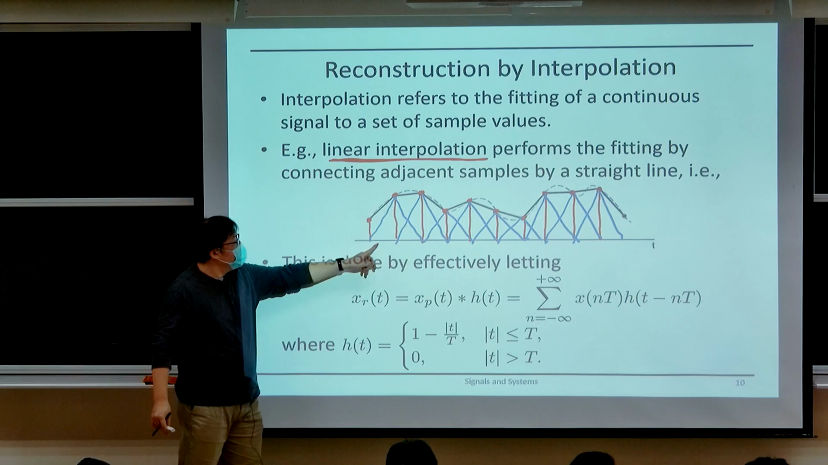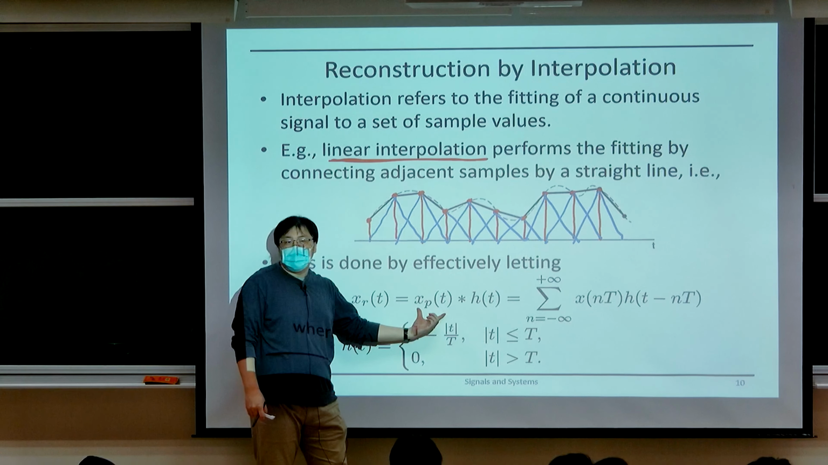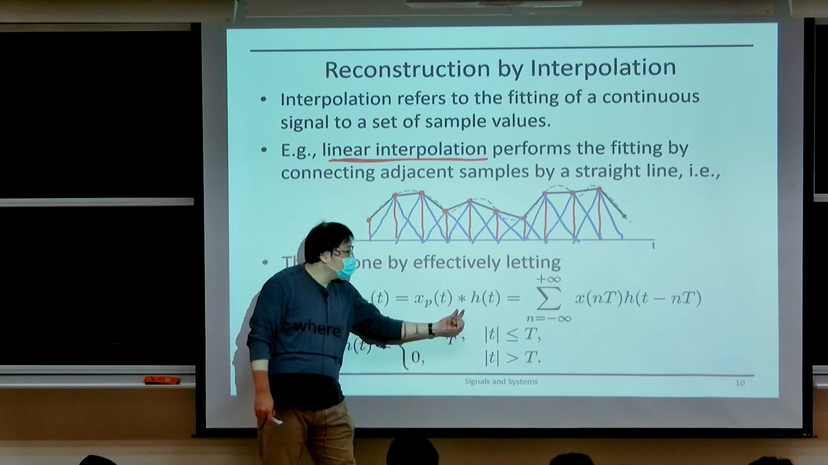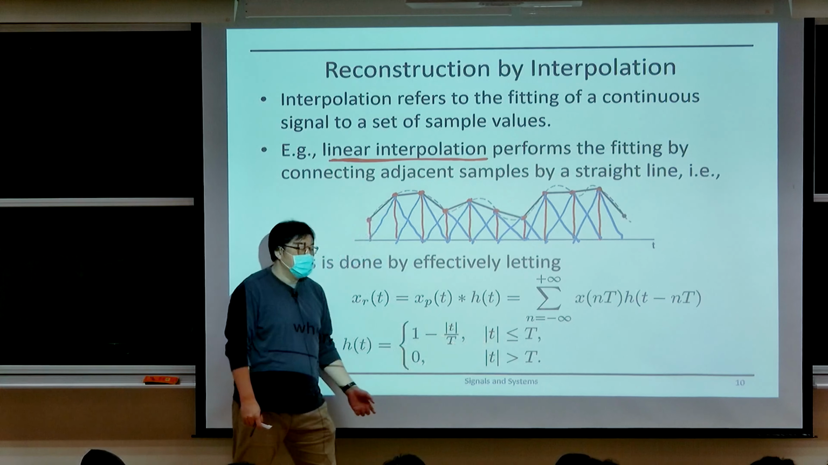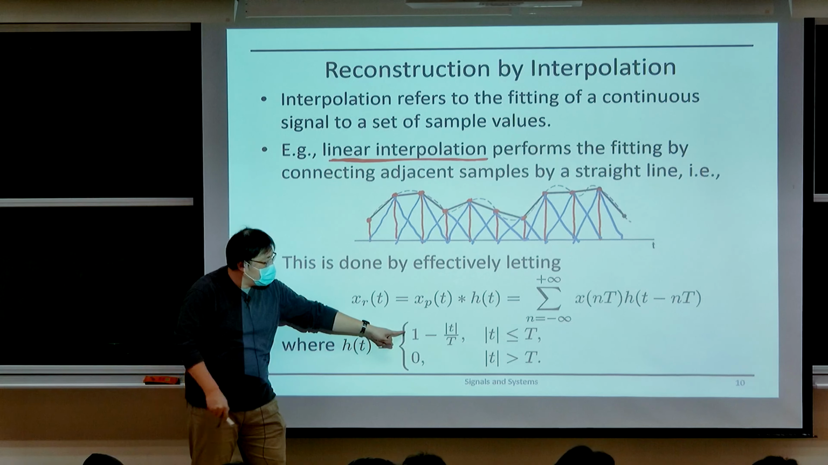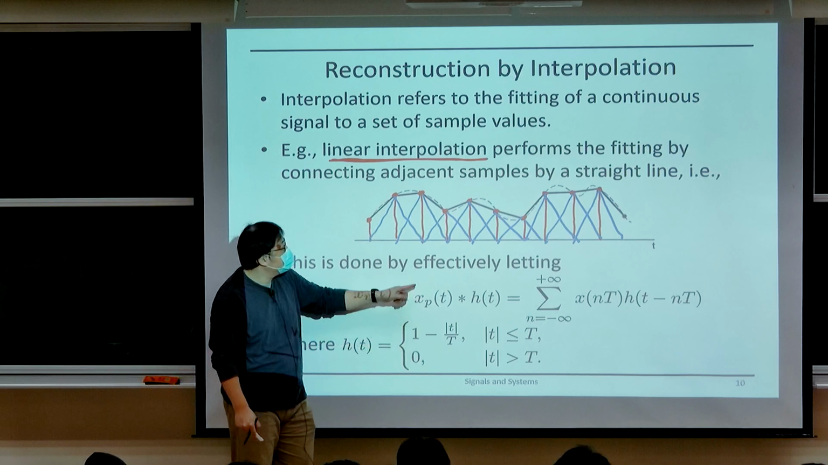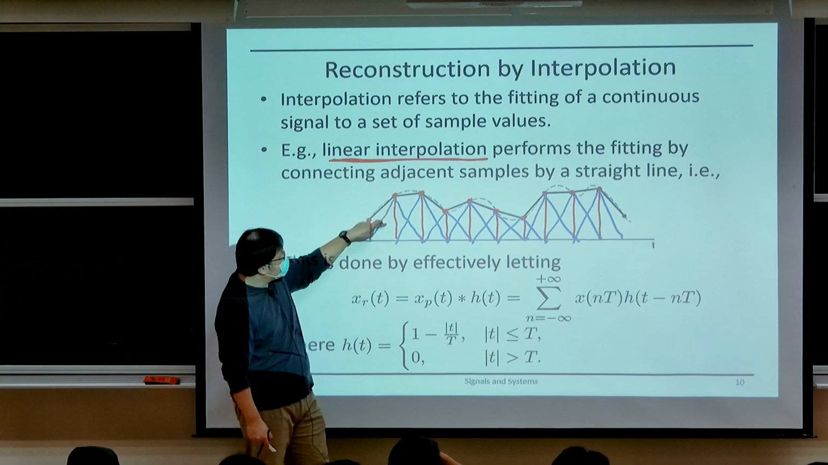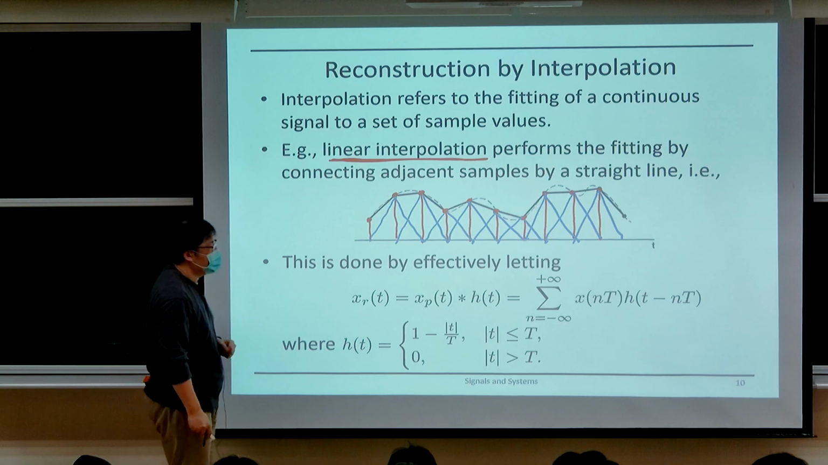So mathematically, this can be written as an impulse sampled signal convolved with a triangle h of t. So a triangle h of t can be written like this. When t is 0, this is 1, and this decreases to 0 when t is plus or minus capital T. So it is originally 1, but then goes to 0 after plus or minus T.